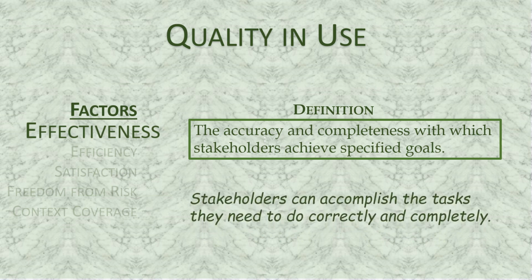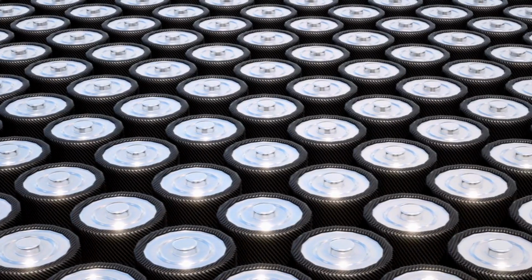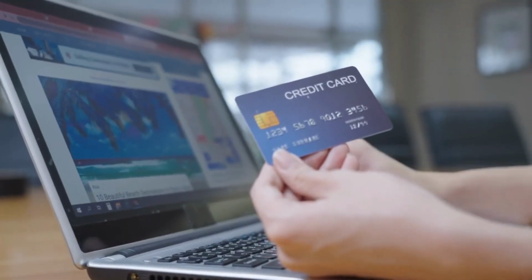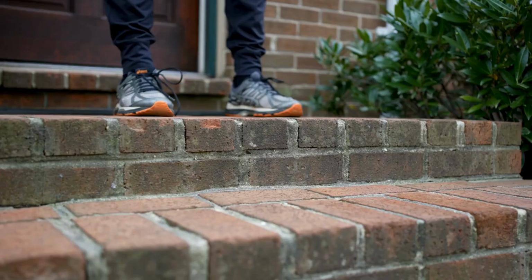Another way to say this is stakeholders can accomplish the tasks they need to do correctly and completely. I order a box of AA batteries from Amazon. My credit card is charged the amount I expect. My package arrives when I expect. That's a positive example of effectiveness.